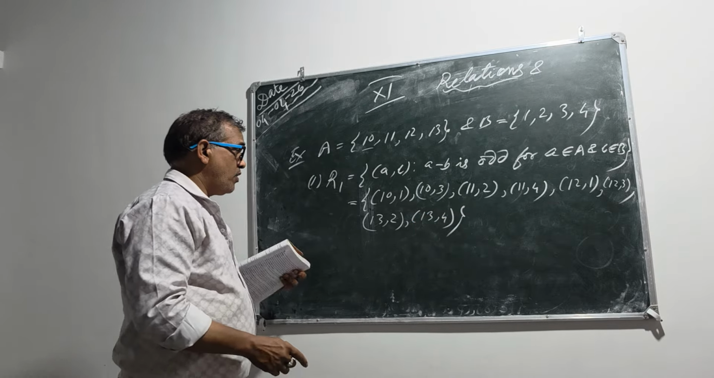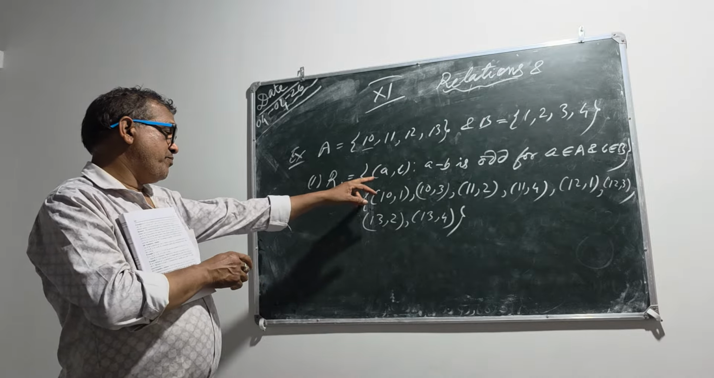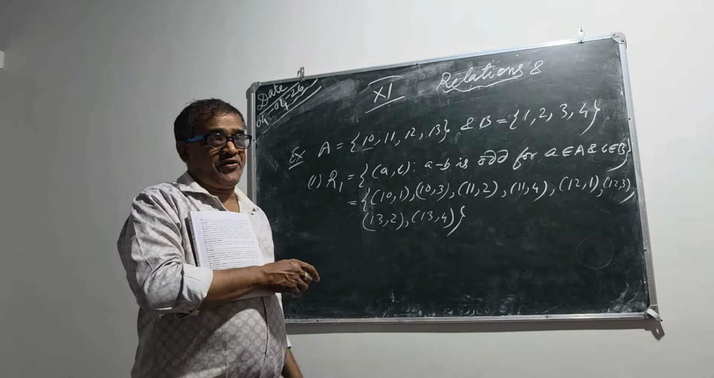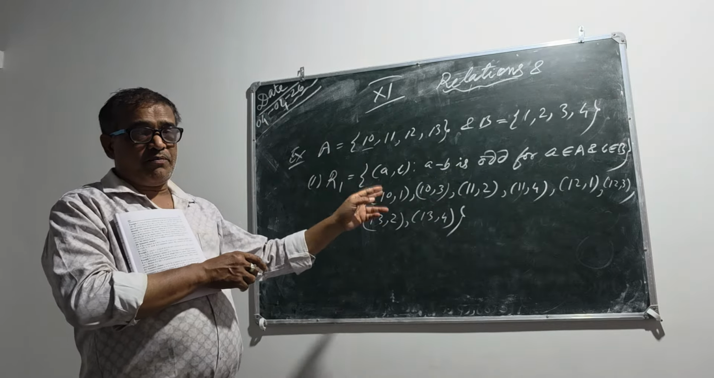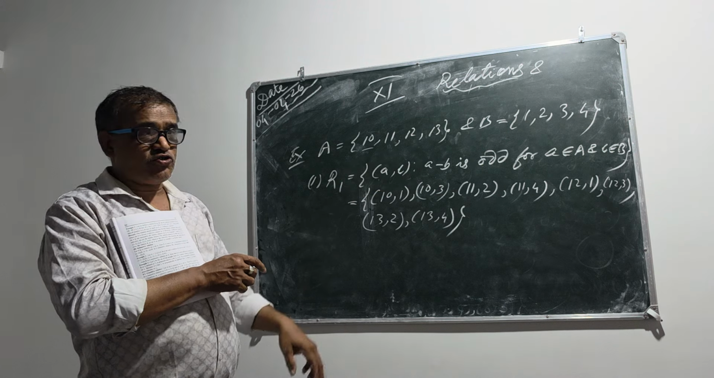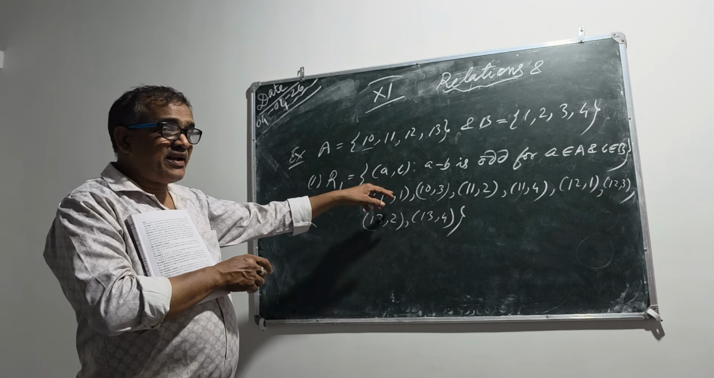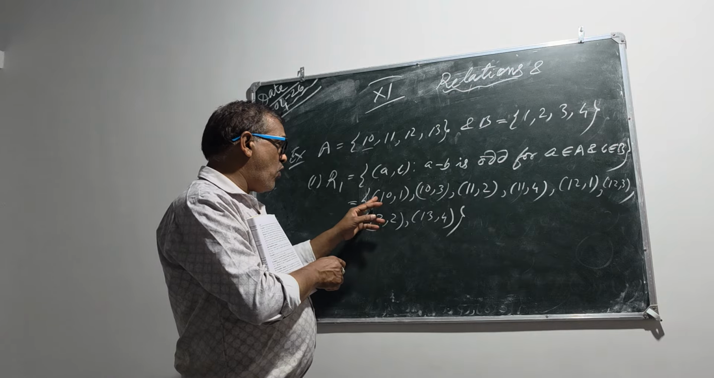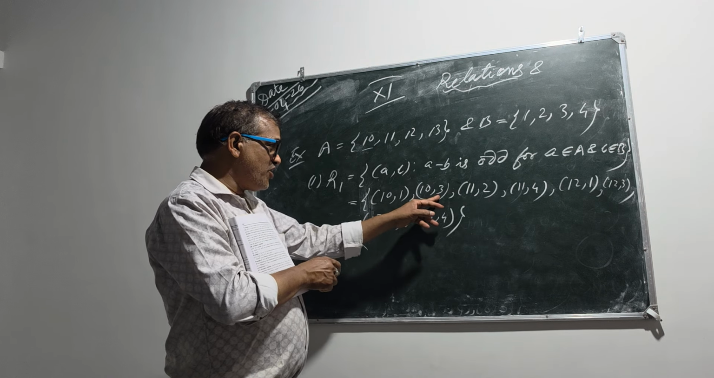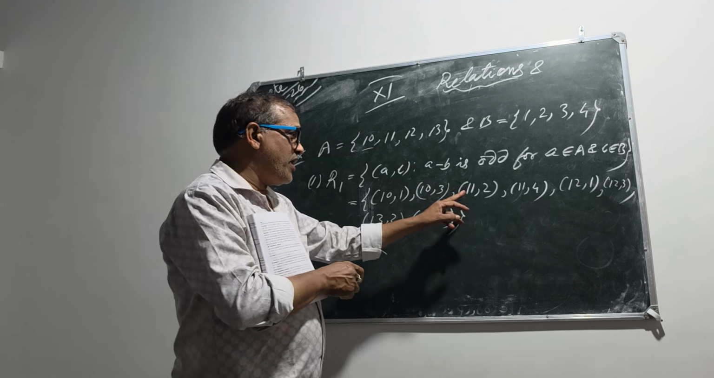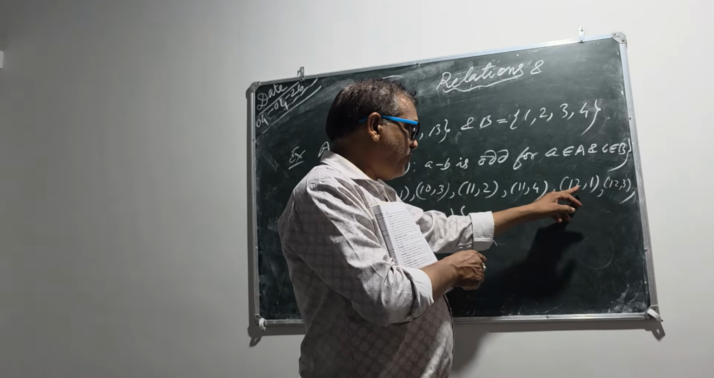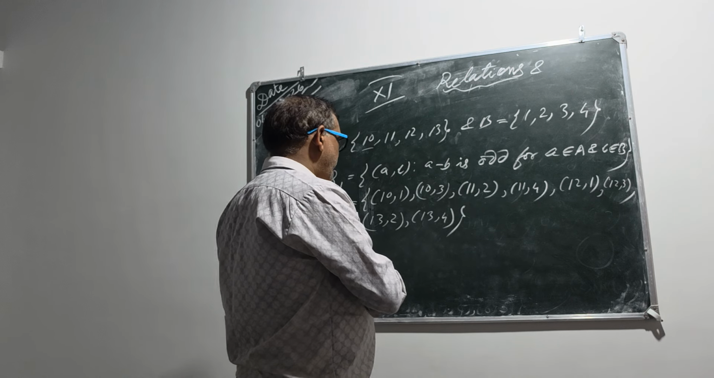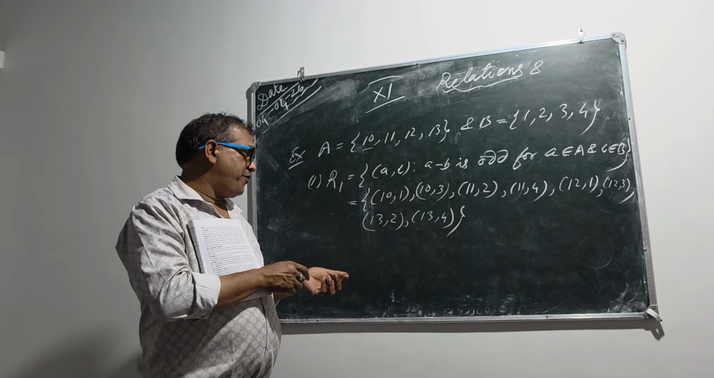That's it. So if we want to find a relation (a, b) such that a minus b is odd, for small a belongs to capital A and small b belongs to capital B, then under this definition of the relation, the ordered pairs will be like this: (10,1), (10,3), (11,2), (11,4), (12,1), (12,3), then (13,2), (13,4), because their difference is odd.